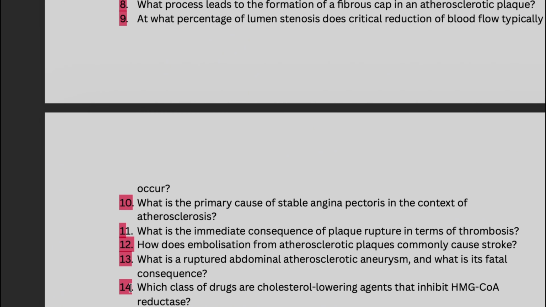And then question 15. How do low doses of aspirin help in the management of atherosclerosis? And the answer is, low-dose aspirin irreversibly inhibits COX-1, and this reduces thromboxane A2 production, and this decreases platelet aggregation and lowers the risk of arterial thrombosis.